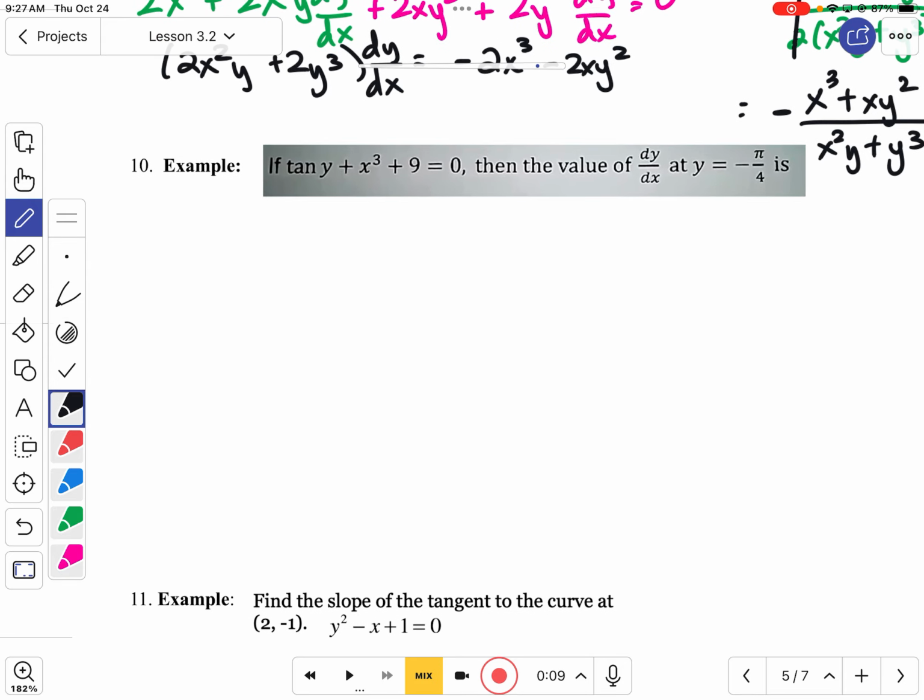Are you going to need to practice this before your quiz on Monday? Yes, you are. You've got it. Solid. Yes, sir.